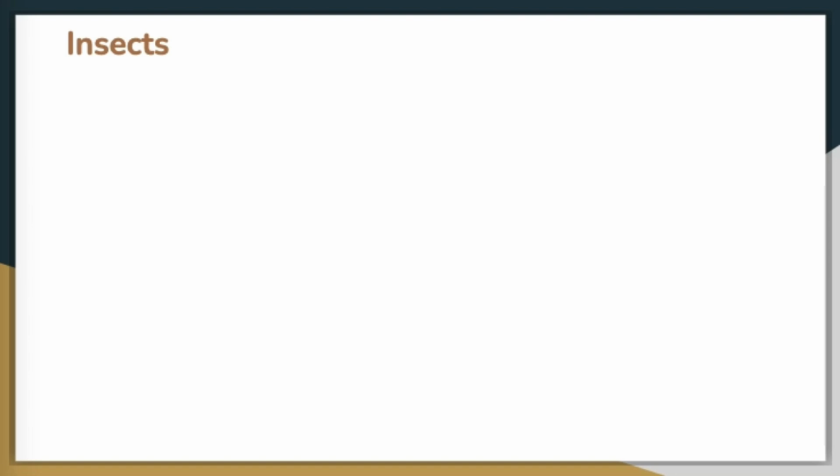First, we're going to talk about insects. Insects are a very successful group of animals. Their success is mostly due to their exoskeleton and trachea, which are very good at stopping water from evaporating from the insects' bodies, so they can live in dry places.